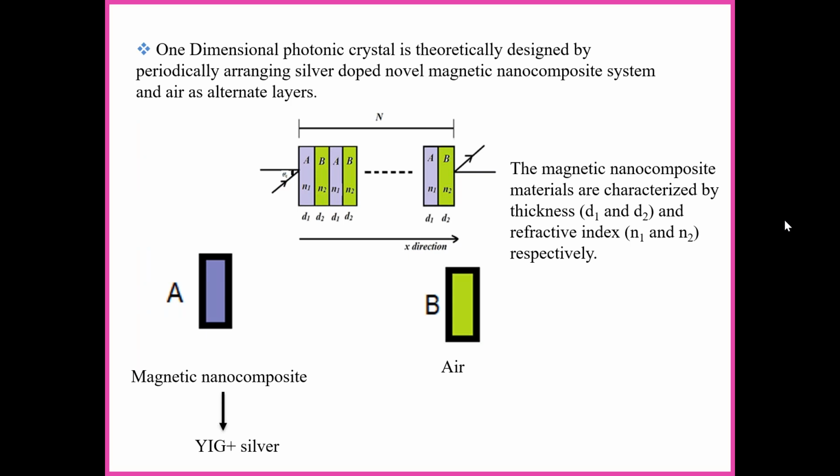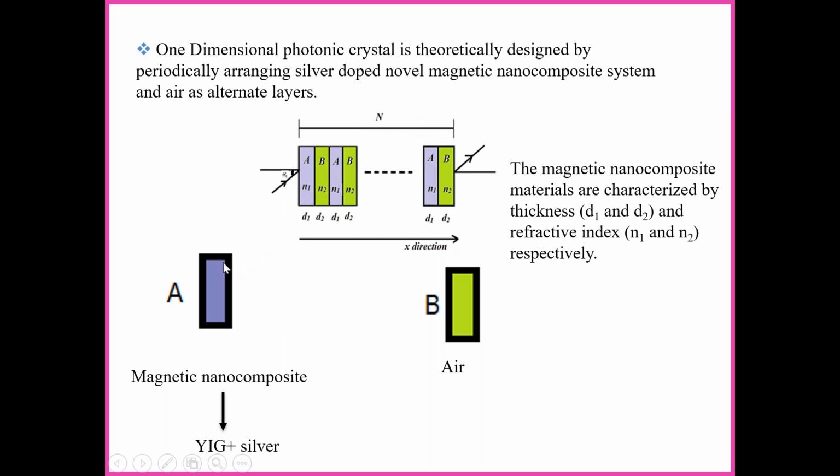So this is the one-dimensional photonic crystal. It is theoretically designed by periodically arranging the silver-doped magnetic nanocomposite system as the A layer and air as the B layer. See here, this is the one dimension. If we arrange in a particular direction for n periods, it may be 10 or 15, whatever, according to our convenience and our need, we can have the one-dimensional photonic crystal.